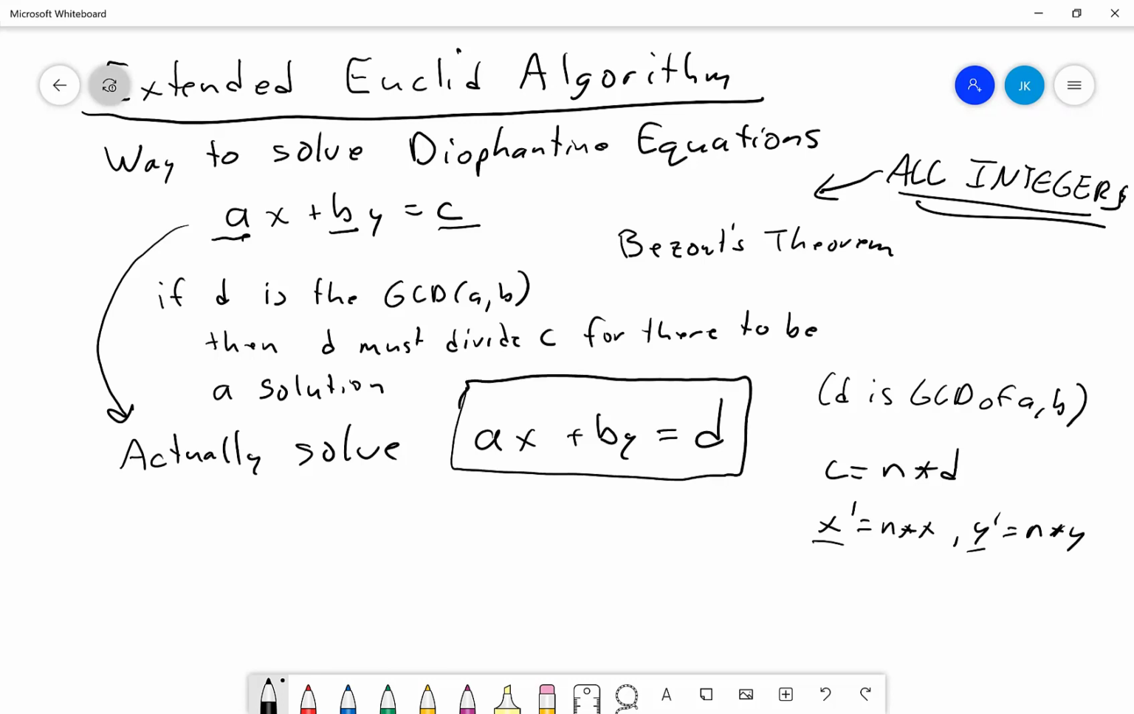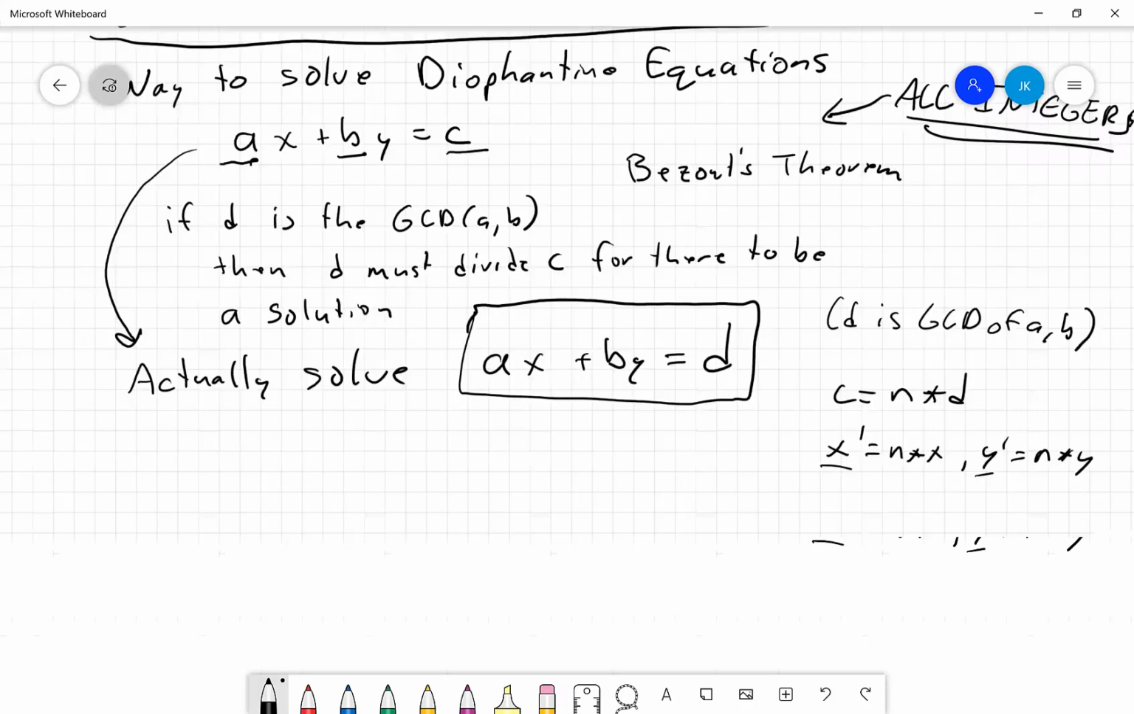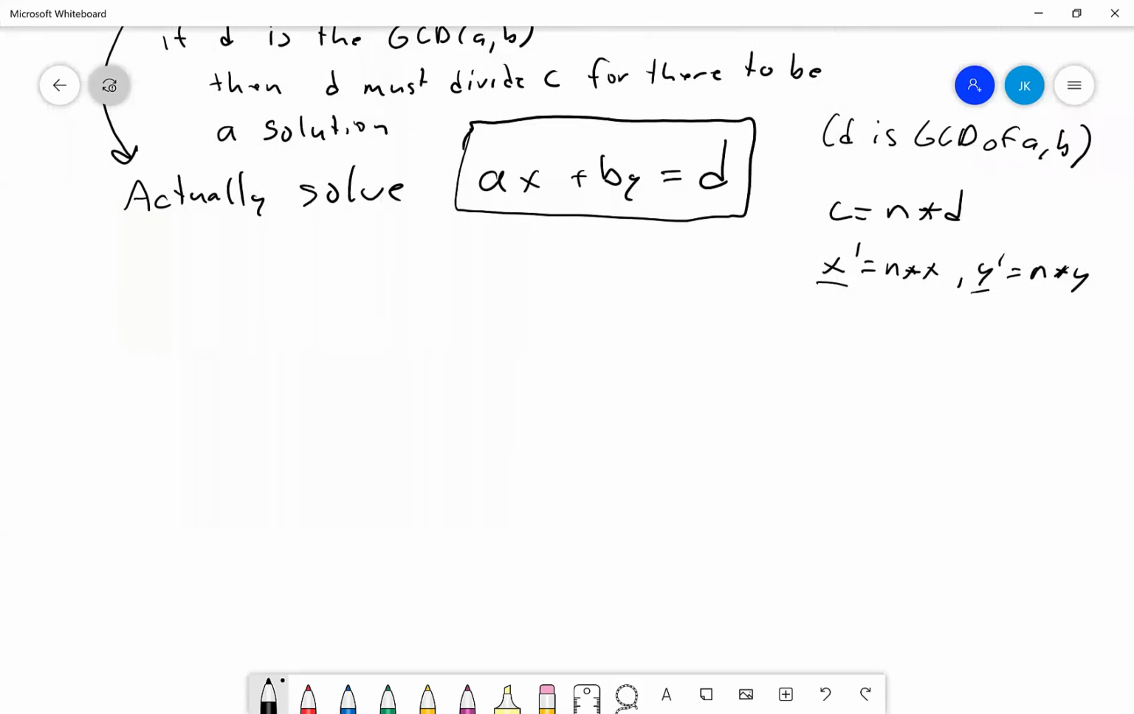Now, sometimes when you do this, you don't actually know what the GCD of A and B is. I'll say there are applications, we'll see some in a little bit, where A and B are relatively prime, and therefore D is 1. So sometimes you'll see Diophantine equations written that way, where it's ax plus by equals 1, and the assumption there is that A and B are co-prime, relatively prime. But anyway, that's the basic idea.